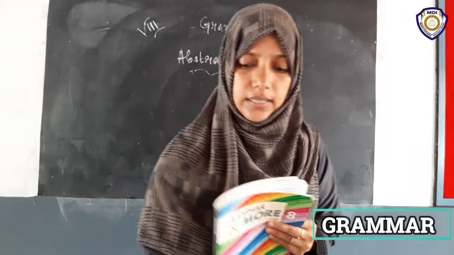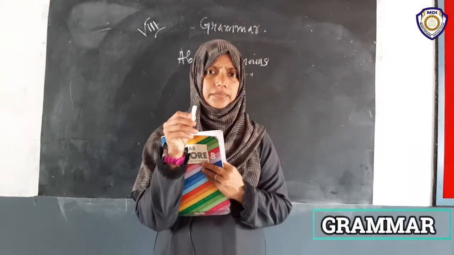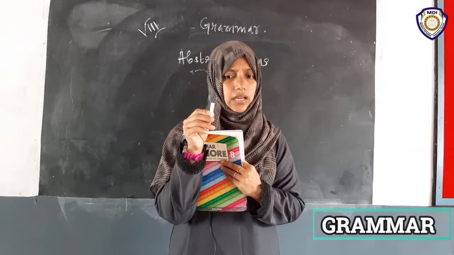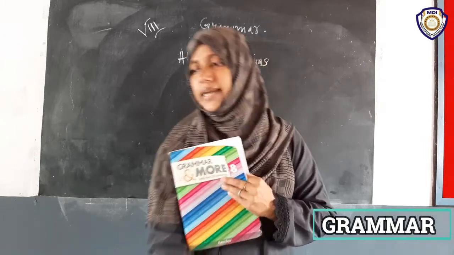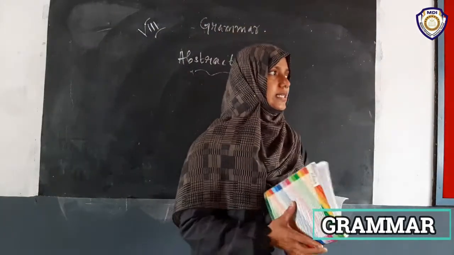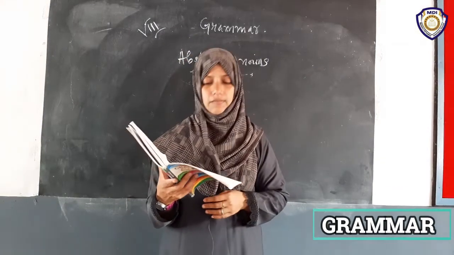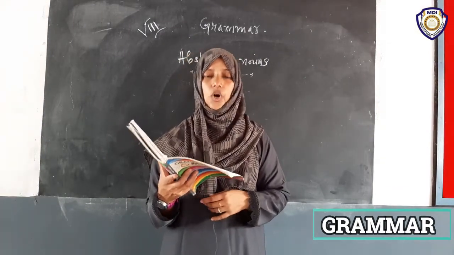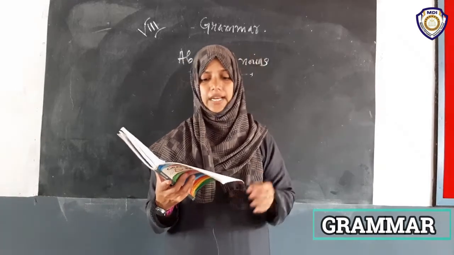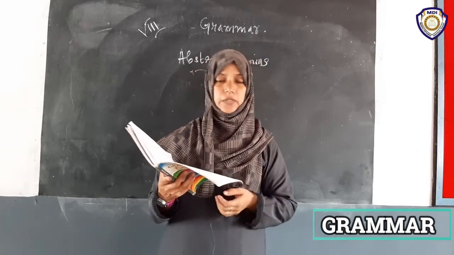We can say chalk. Is it abstract? No. Then how about oxygen, air? It's an abstract thing, right? Abstract nouns are uncountable and they have no plural forms. Underline everything about abstract nouns.